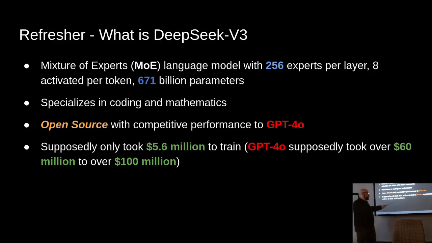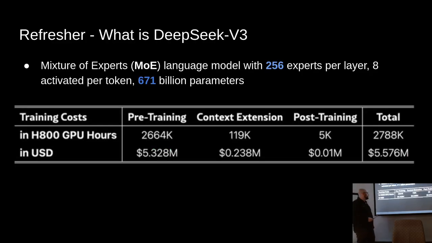But the point is you're still an order of magnitude or so lower than the competition. And we're going to talk about how they managed that. In fact, this is from the paper itself, where they talk about, in US dollars, they spent $5.3 million pre-training and just $10,000 post-training, which is cheap.